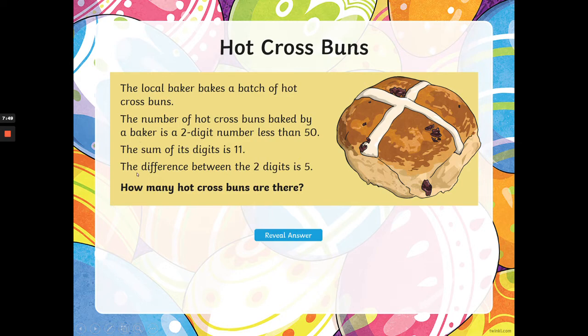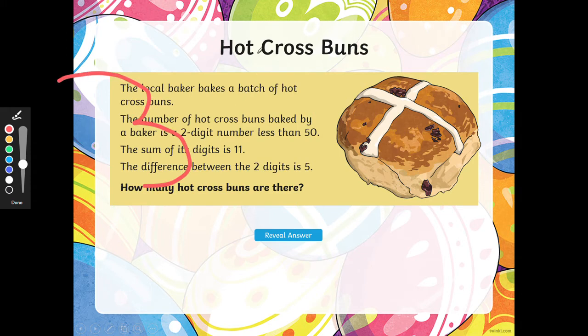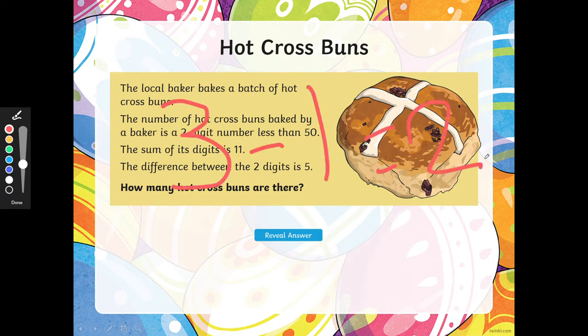The difference between the 2 digits is 5. Okay, and remember, to work out the difference, I'll quickly show you. So let's say I had the number 31 again. Remember, the difference between the 2 digits is you subtract them. So the difference between 3 and 1, well, that would be 2. Okay, so 2 is the difference between 3 and 1.